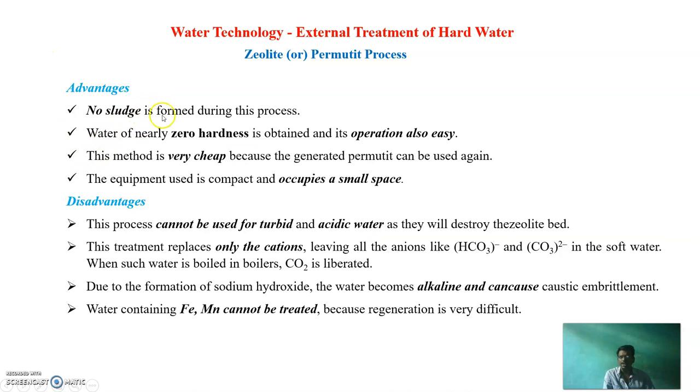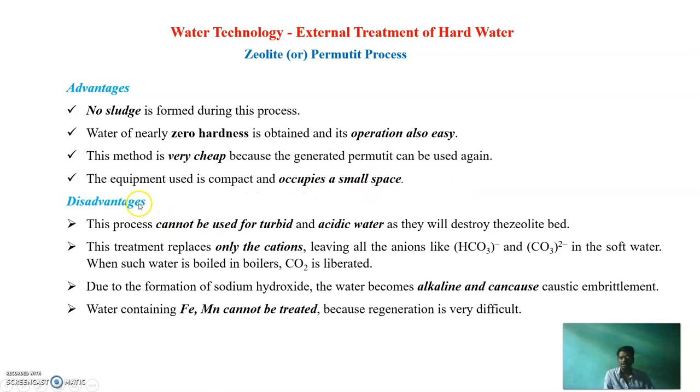In this process, sludge is not formed during the process, and the hardness is zero, because the obtained water does not have any calcium and magnesium. The operation is very easy, and this method is cheap and cost effective. It is easy to carry out this water treatment method, and it occupies very little space. Space is not an issue here.